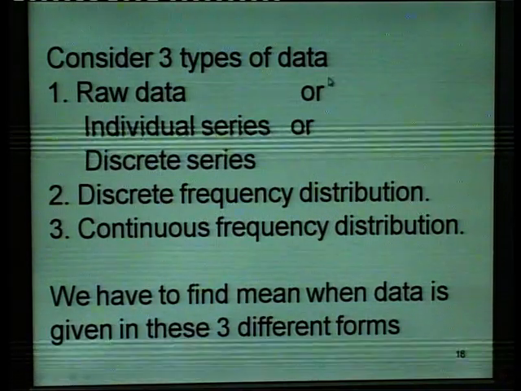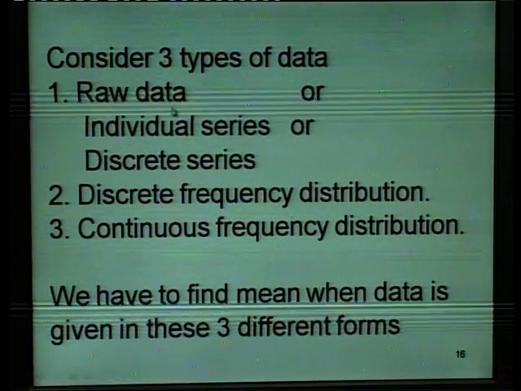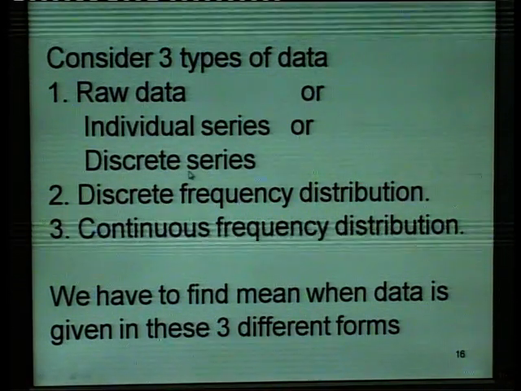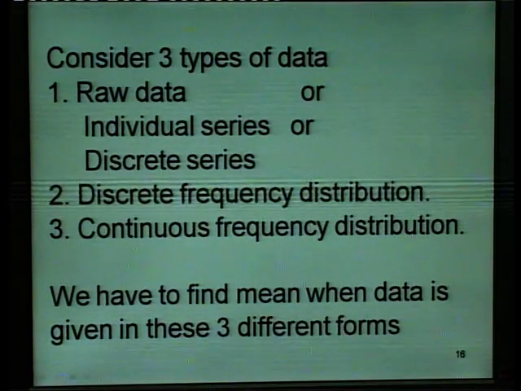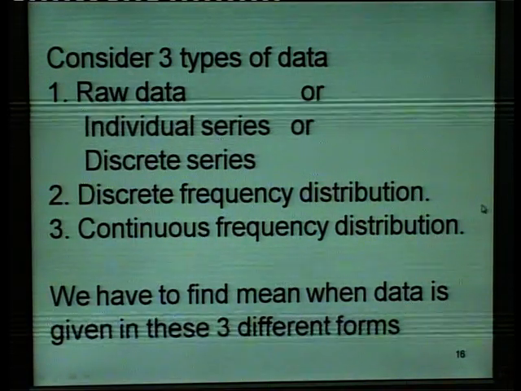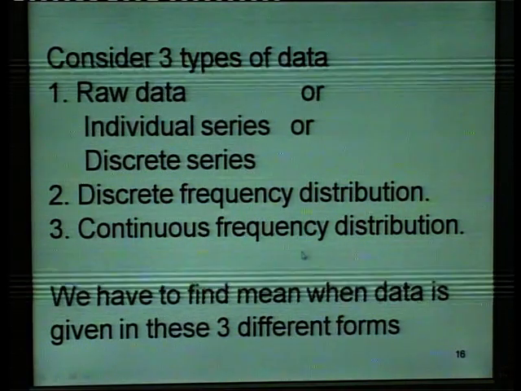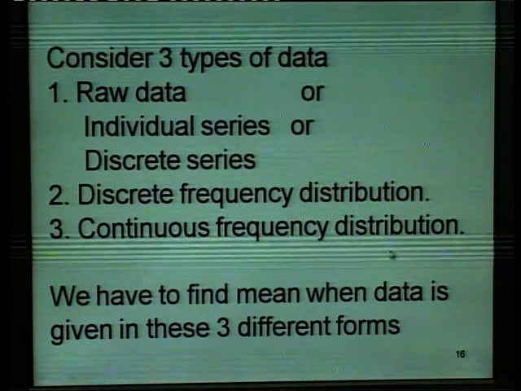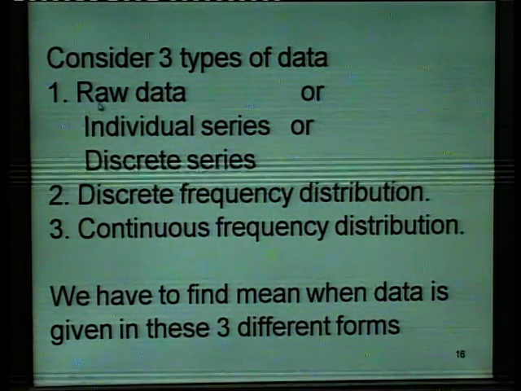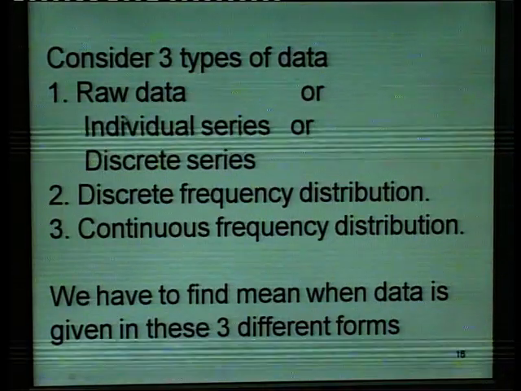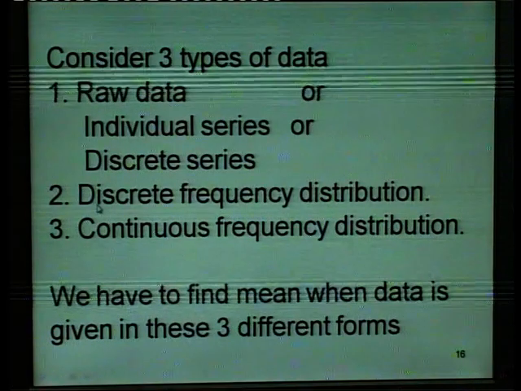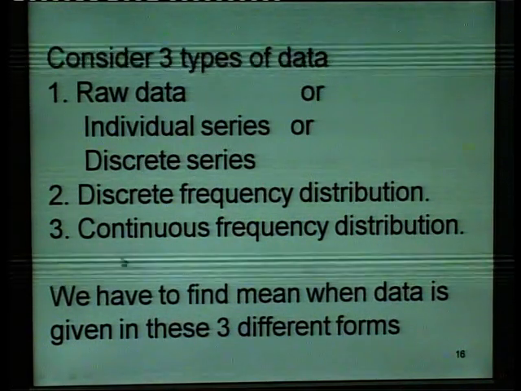Now we will study mean in three types of data. We have earlier seen raw data, which is also called individual series. We have studied raw data and how to find mean in raw data. Second is discrete frequency distribution. Third is continuous frequency distribution. Now we will find mean when data is given in these three different forms. First, for raw data, mean is sum of values divided by number of observations. Now we will discuss discrete frequency distribution and continuous frequency distribution.